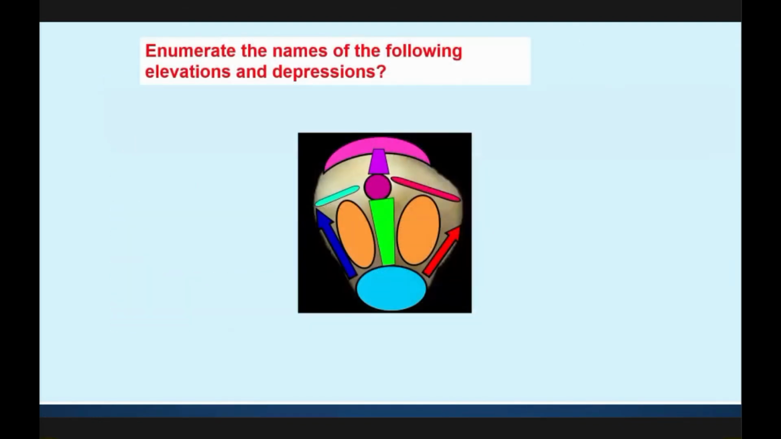Okay. So these are some quiz-like slides. Enumerate the names of the following elevations and depressions. For example, you will see one by one. What is this? We can see from the occlusal side, this is cingulum. This is the mesial marginal ridge. Sorry, distal marginal ridge, smaller. Then this is the mesial marginal ridge. So the distal marginal ridge is smaller. Why? Because the distal cuspal ridge is long. Because this distal cuspal ridge is long, this distal marginal ridge is short.